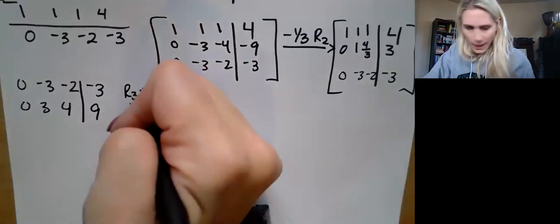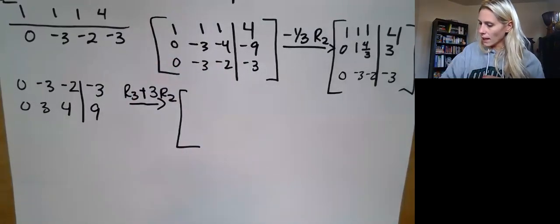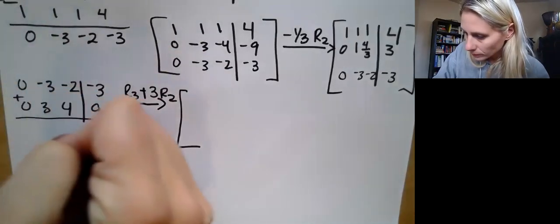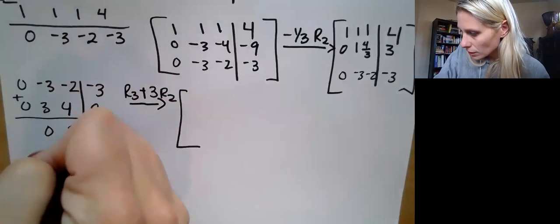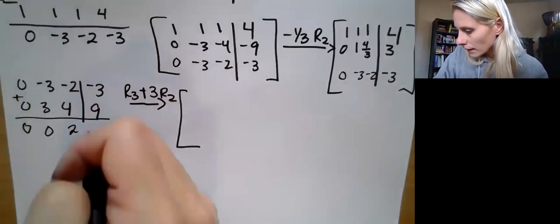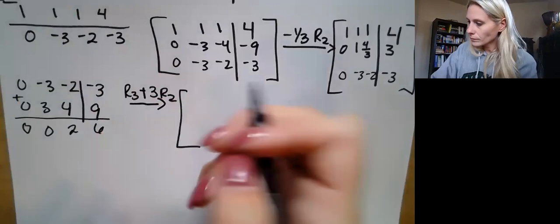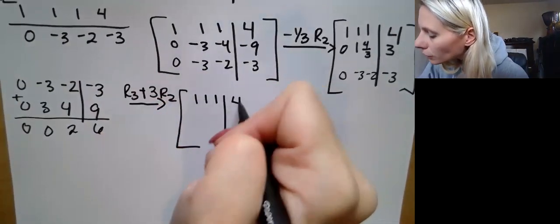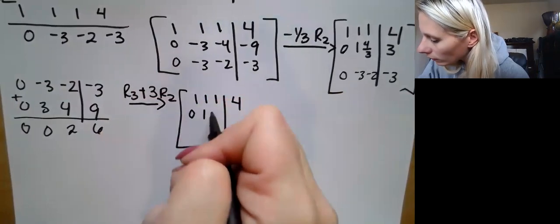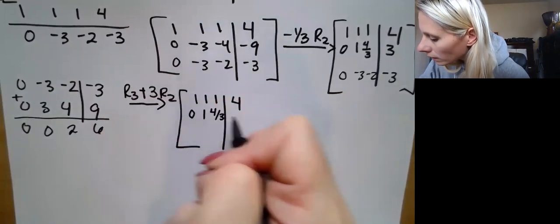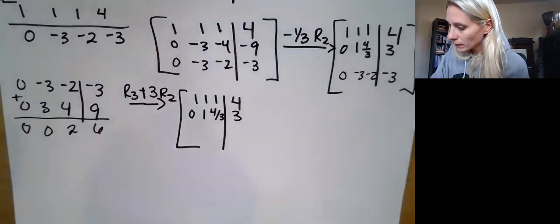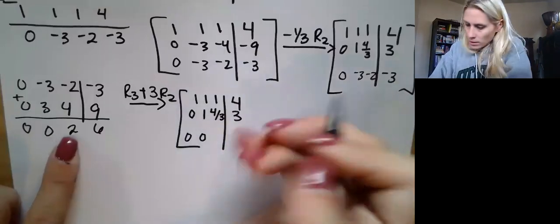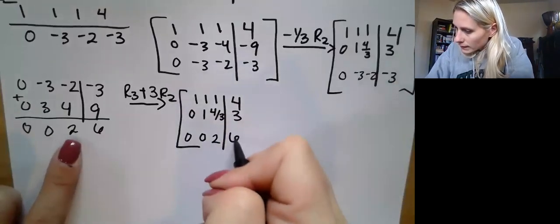Oh, I don't. I'm going to add it, aren't I, guys? Yeah, I'm going to add it because these are different. So I'm going to add 0, 2, and 6. I'm running out of room. I hope I don't have to do any more. 1, 4/3, 3. My new row 3 is 0, 0, 2, 6.